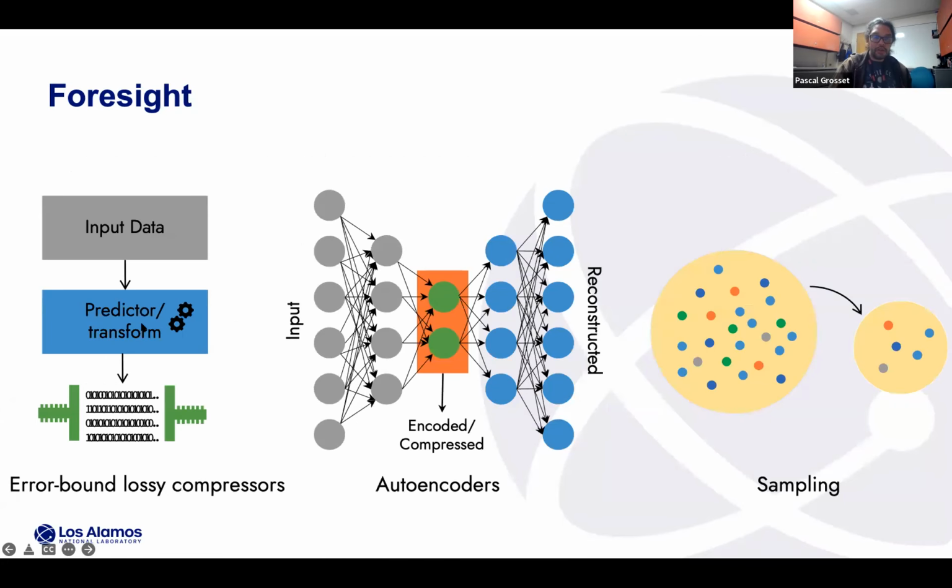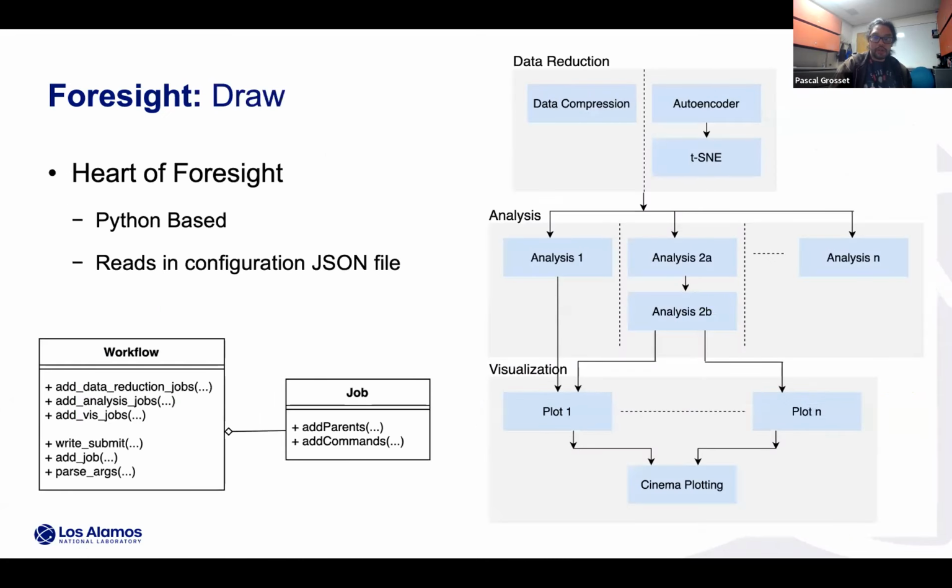Essentially, for Foresight, there are three stages. The heart of Foresight is what is called DRAW, the data reduction analysis workflow. The first part is the data reduction, where we provide C-bench, which allows people to run different error-bound lossy compressors. We can also link in with an autoencoder, or with sampling methods. So we can either pick the results from an autoencoder and then run the analysis, or just have Foresight run the autoencoder.